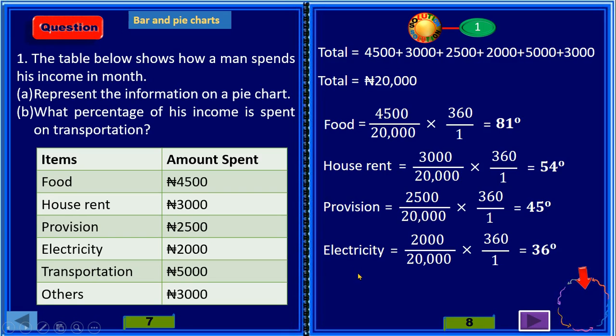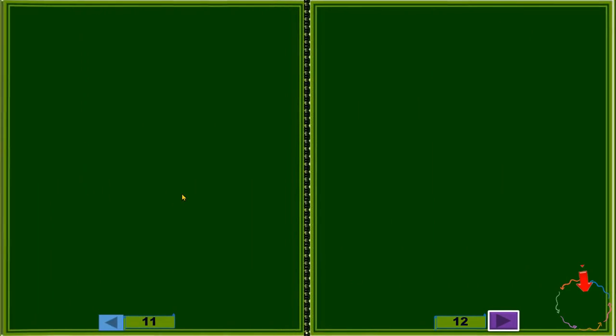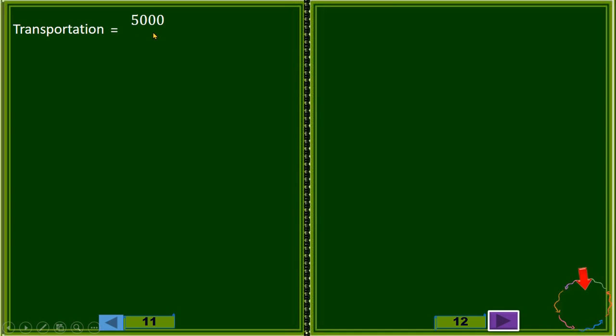The next is transportation. For transportation, we have that the amount spent for transportation is 5,000, divided by the total amount, 20,000, multiply by 360. Using a calculator to evaluate this, we are going to have our answer as 90 degrees.